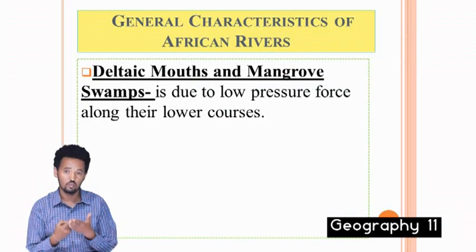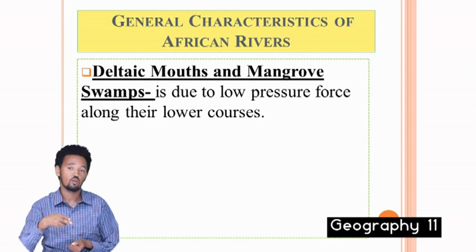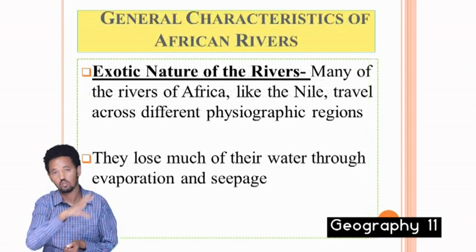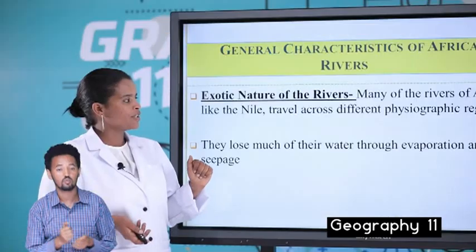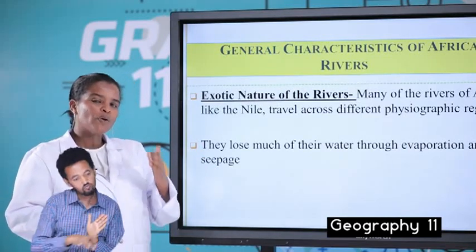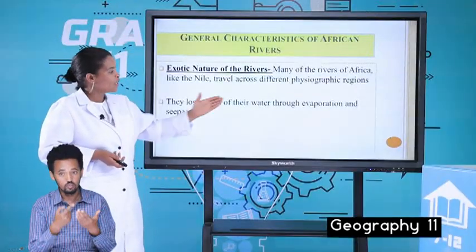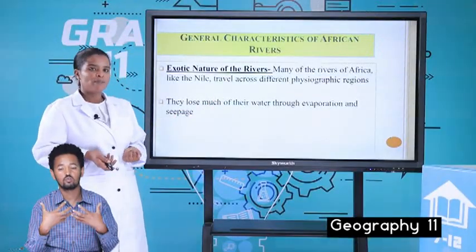This is due to the low gradient along their lower course. African rivers are exotic in nature because the rivers flow long distances. Because of this, the rivers lose their volume through evaporation and seepage.